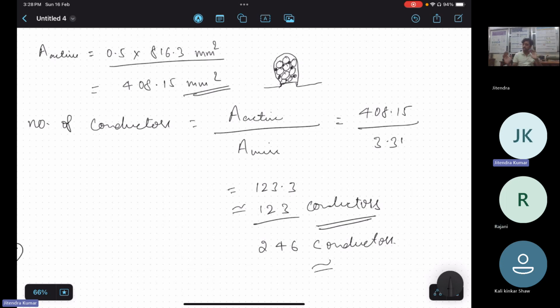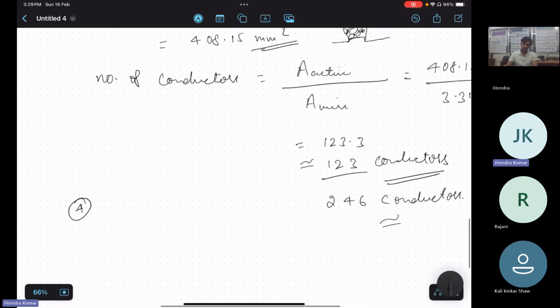So a total of 246 conductors will form 123 turns. The number of turns could be odd, but conductors can never be an odd number. For example, say turns are three. Three is an odd number, but the conductors are six. It's a multiple of two, so conductors will always be an even number.